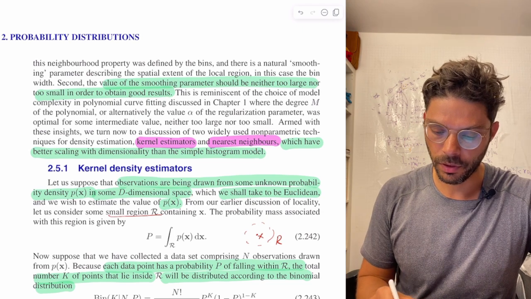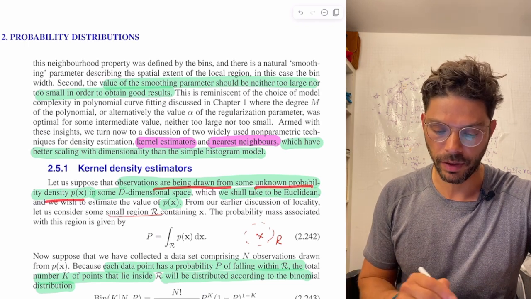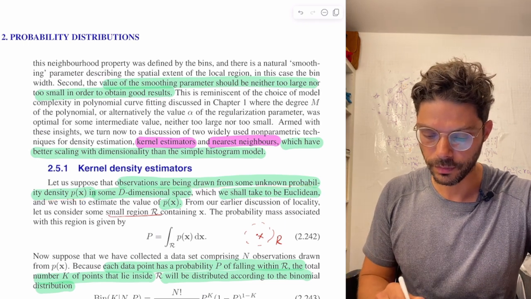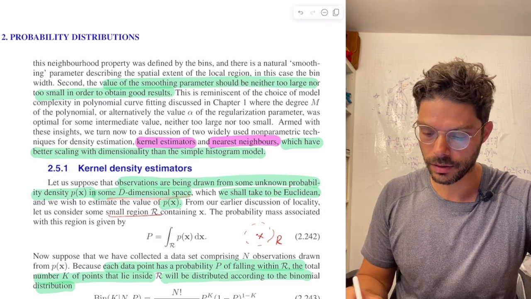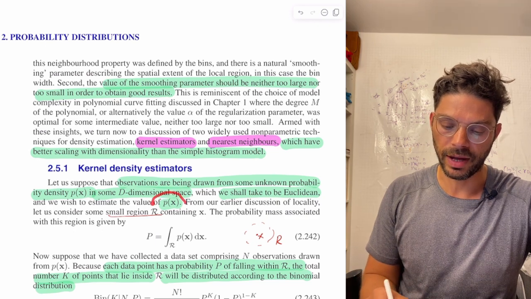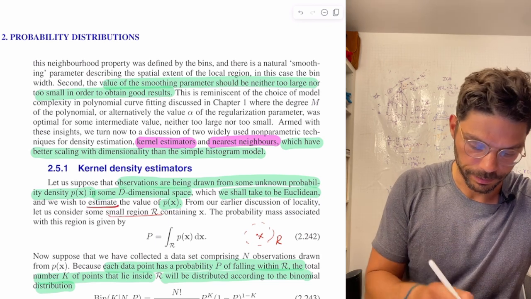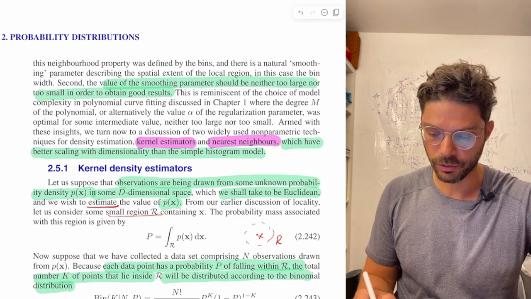Okay, so let us suppose that observations are being drawn from some unknown probability density p(x) that we're trying to estimate in some d-dimensional space, which we shall take to be Euclidean, and we wish to estimate the value of p(x). And let me just highlight estimate, right? We don't know what the value is, we're trying to estimate it.